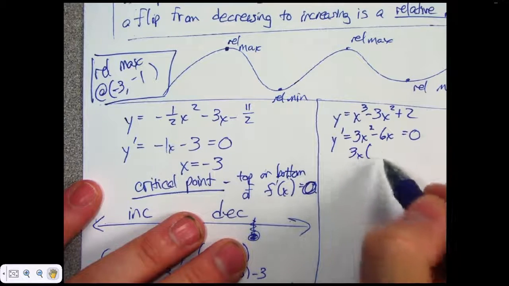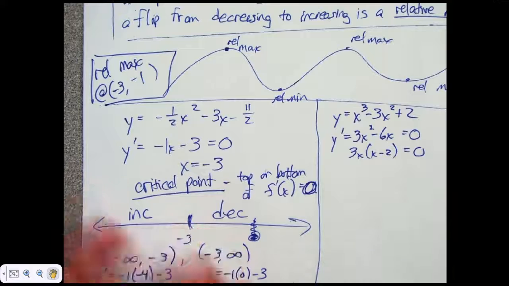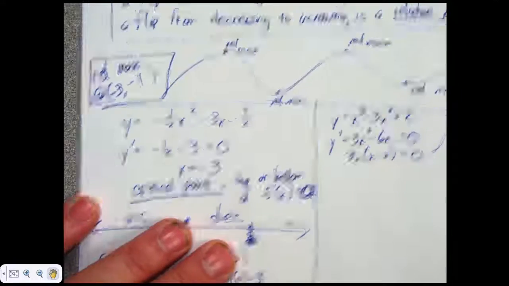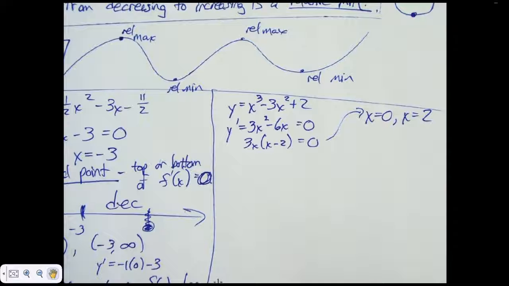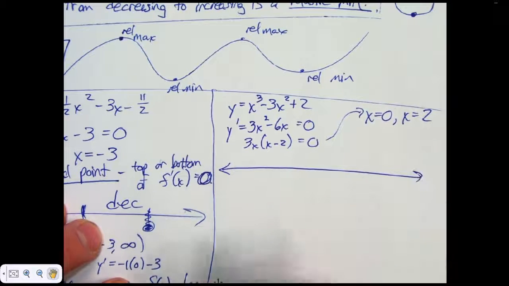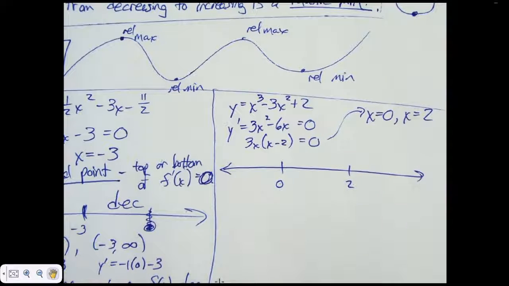So I can factor out a 3x, giving me 3x times x minus 2 equals 0, which should give me x equals 0 and x equals 2. Go to your number line, put your critical points on there. So 0 and 2.